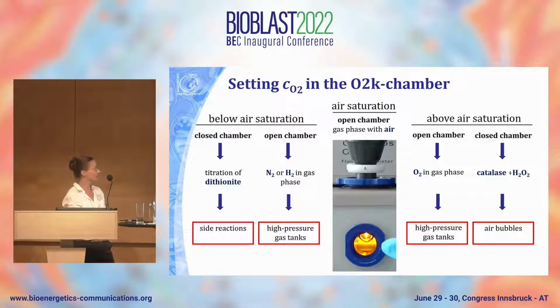And there are two ways. Of course, you can increase, so you go above air saturation. You can reach this by also having an open chamber, but then using oxygen, which you inject into the gas phase. Or you work with a closed chamber and you have catalase in the medium and you titrate hydrogen peroxide. To go below air saturation, you can again have an open chamber and use a gas like nitrogen or hydrogen to reduce the oxygen concentration, or you can, of course, use a closed chamber and titrate a reducing agent like dithionite.